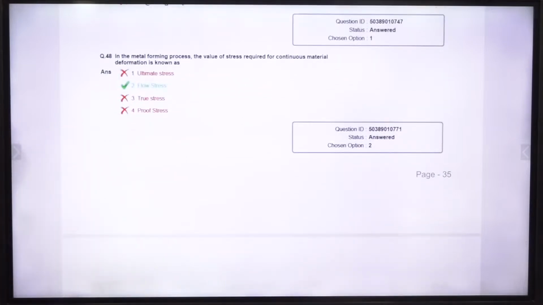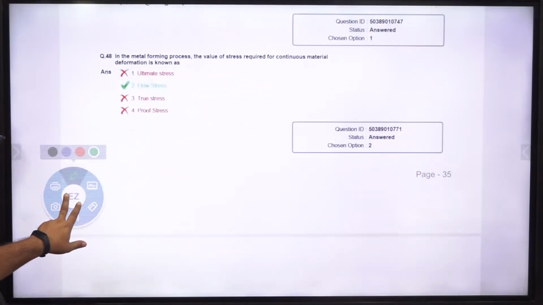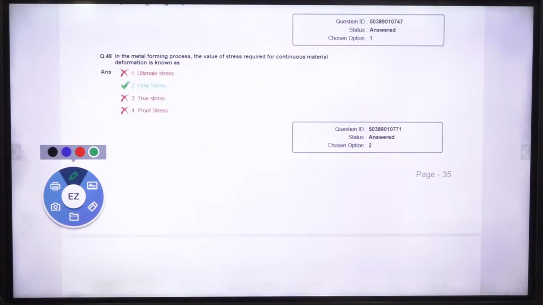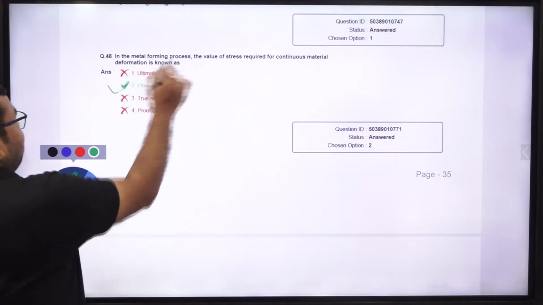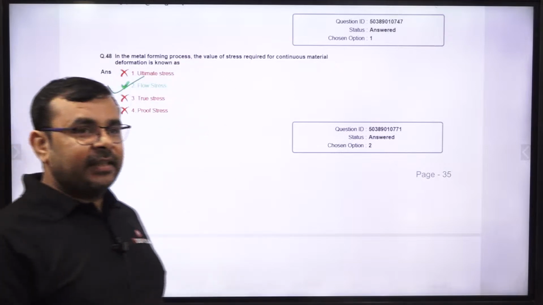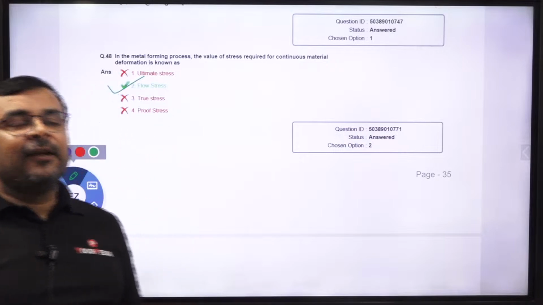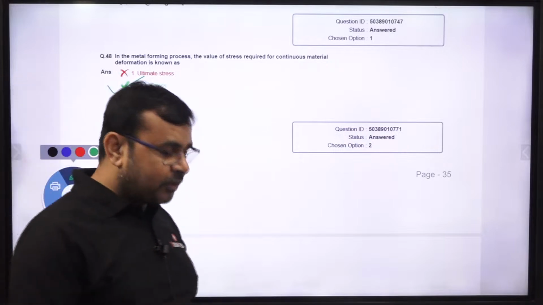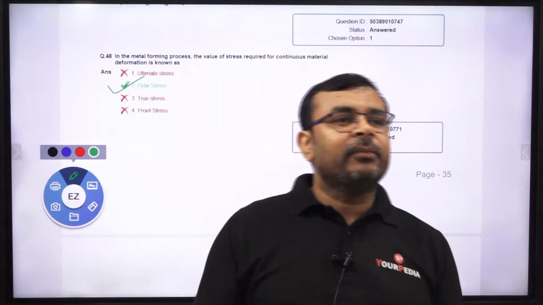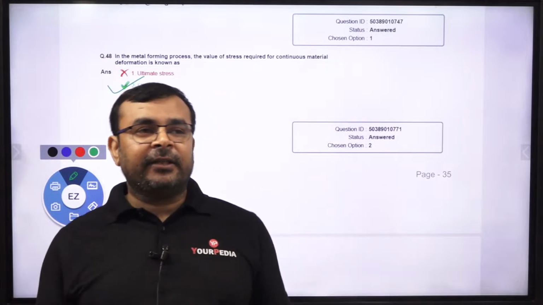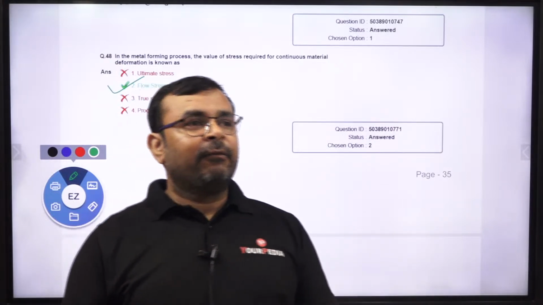And what about this question? In the metal forming process, the value of stress required for continuous material flow. Oh, this is very simple. Flow stress, yes or no? In the metal forming process, we need flow stress. What do you mean by flow stress? Flow stress is the minimum stress required to get continuous plastic deformation of the material. This is called flow stress.